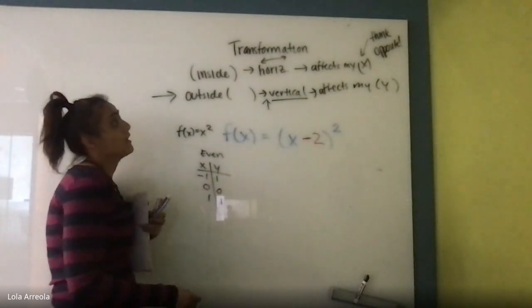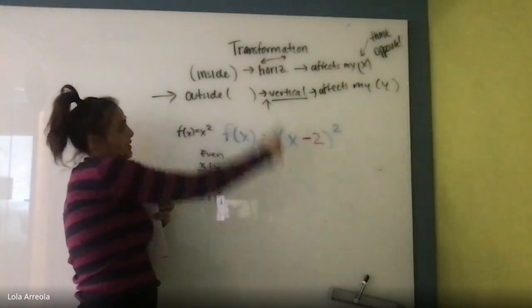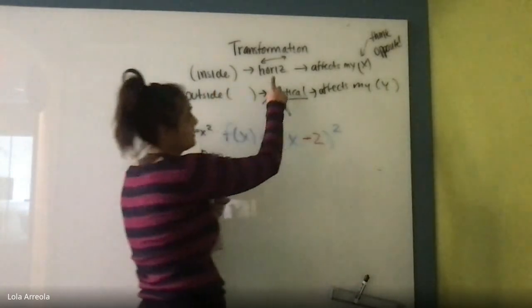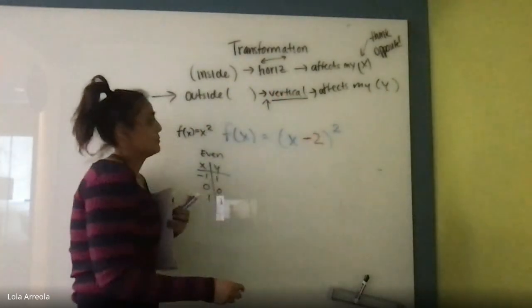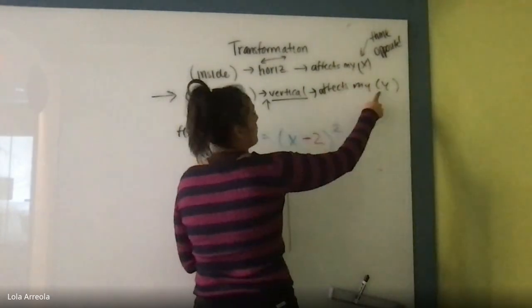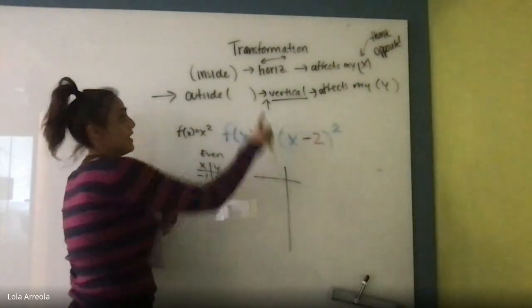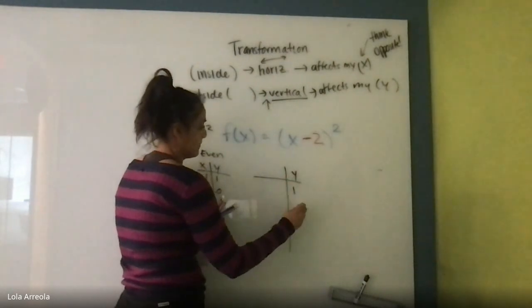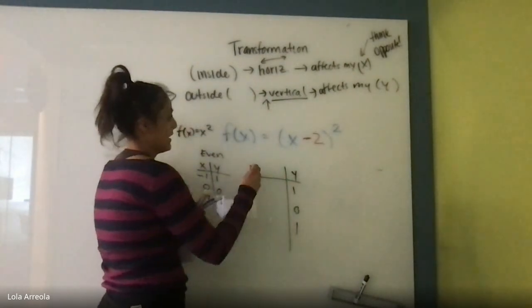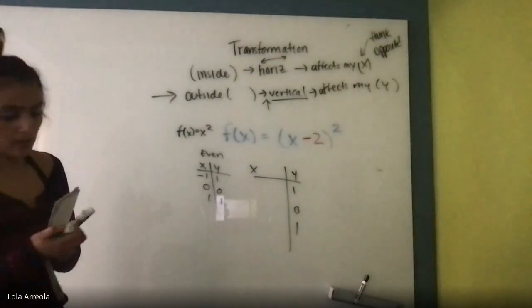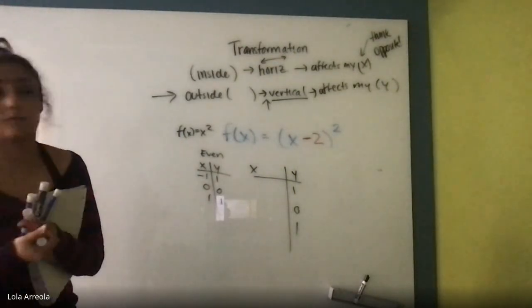So what does that mean? I have a vertical or horizontal shift. This time I have a horizontal shift. Anything inside parentheses is horizontal. So what does this mean now? Is it affecting my x or my y? Horizontal only affects my x. So my y is going to stay the same. However, my x, I'm going to do some math too. What math am I doing?